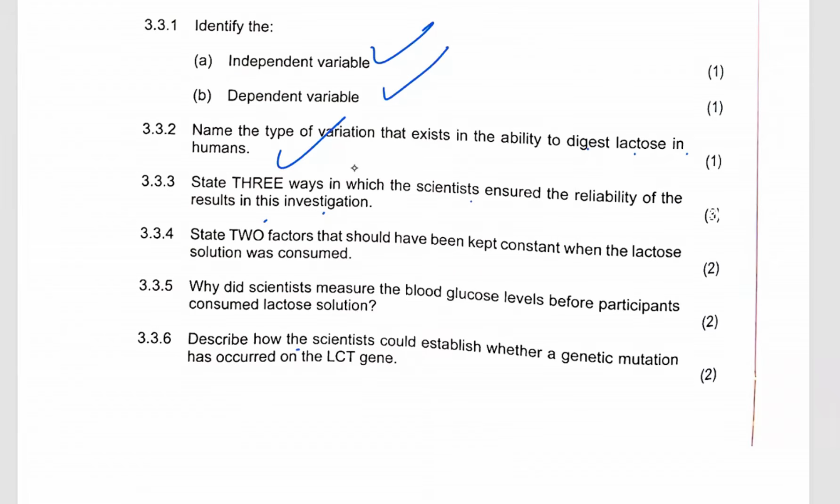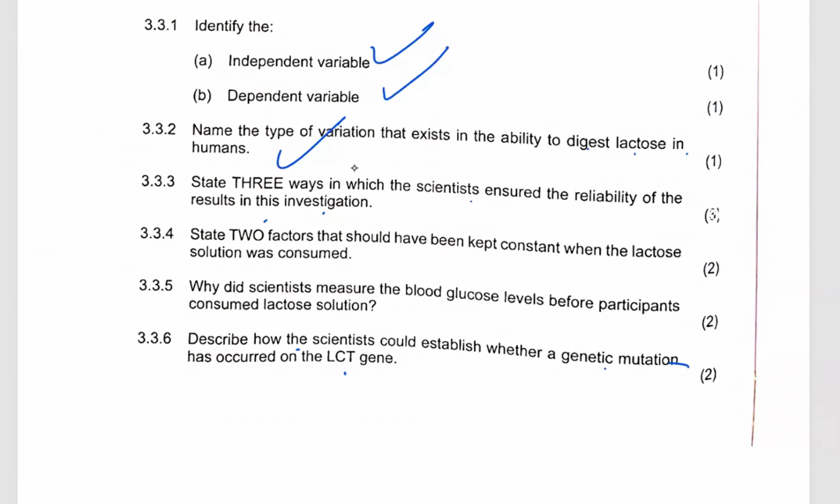Then they're saying describe how scientists could establish whether a genetic mutation had occurred on this lactose gene. Basically, the sequence of the gene, the DNA of the participants on the chromosome, should be determined. They have to determine it using the DNA sequence. And then after that, they have to identify the mutation of this gene, and then compare it to the one which is lactose intolerant. If they see that there is a difference, then automatically it means that there was a mutation.